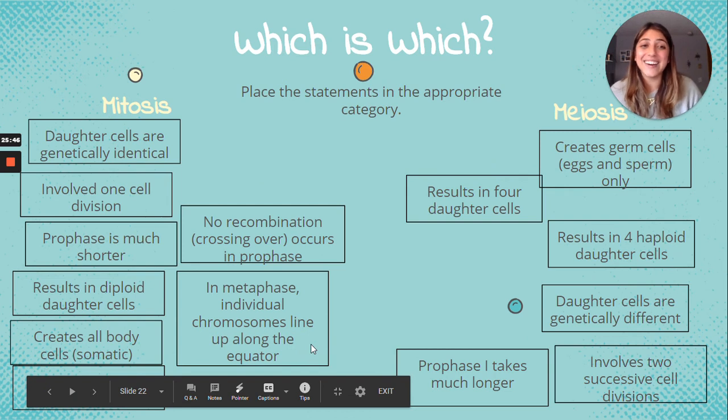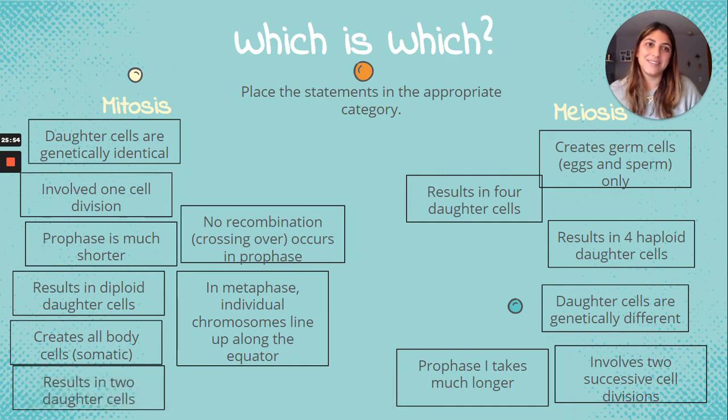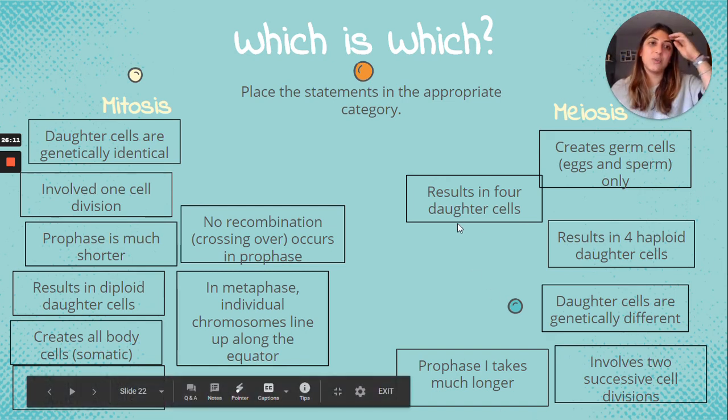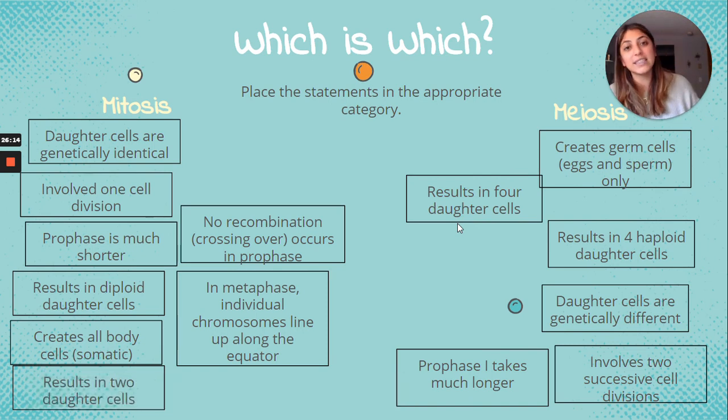All right, and these are the answers, right? So remember that the biggest thing about meiosis has to do with reproduction. When you're trying to reproduce, these are what's going to help you remember that, okay? It creates germ cells, or eggs and sperm, or gametes, right? There are two successive divisions. Prophase one takes longer because we have that crossing over. Daughter cells are different. Haploid cells result in 4 daughter cells.